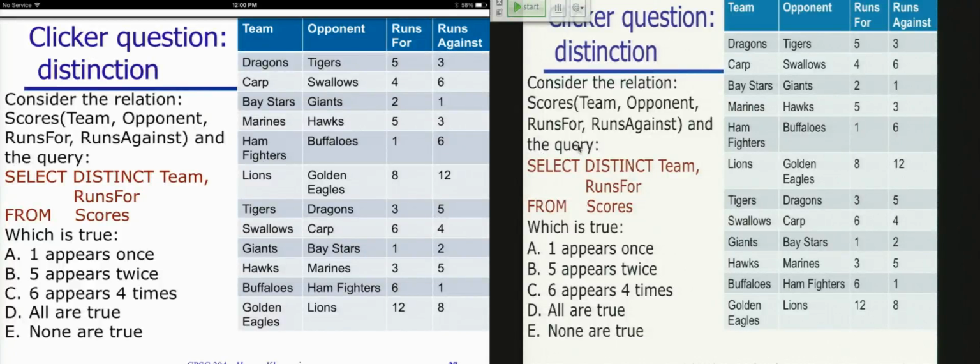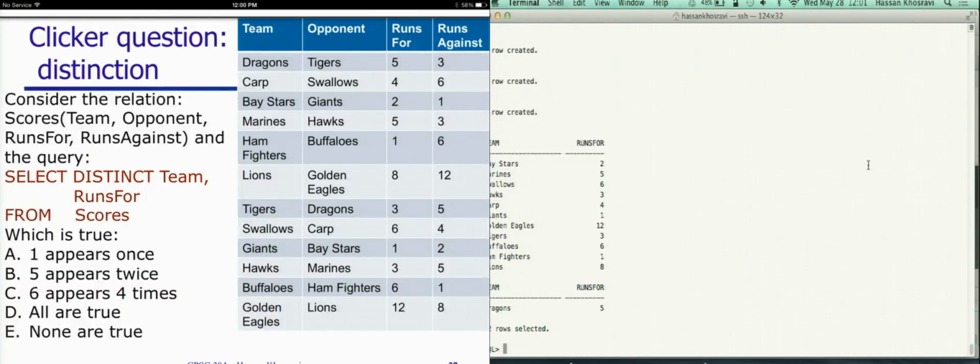Okay, so select distinct team. Select distinct, you're keeping team and runs for, and you're looking from score. This is the table that you're going to get back. Now we're just keeping team and runs for. A says 1 appears once, 1 appears twice. And B says 5 appears twice. And let's see, 5 once.